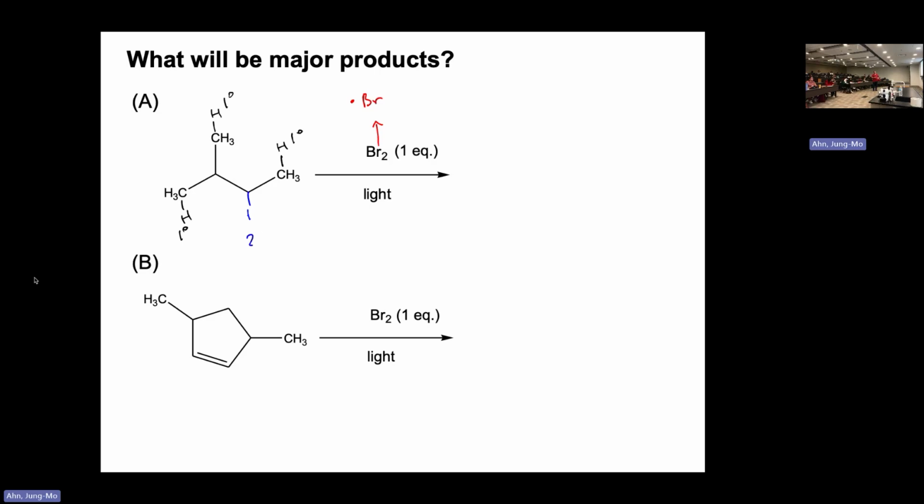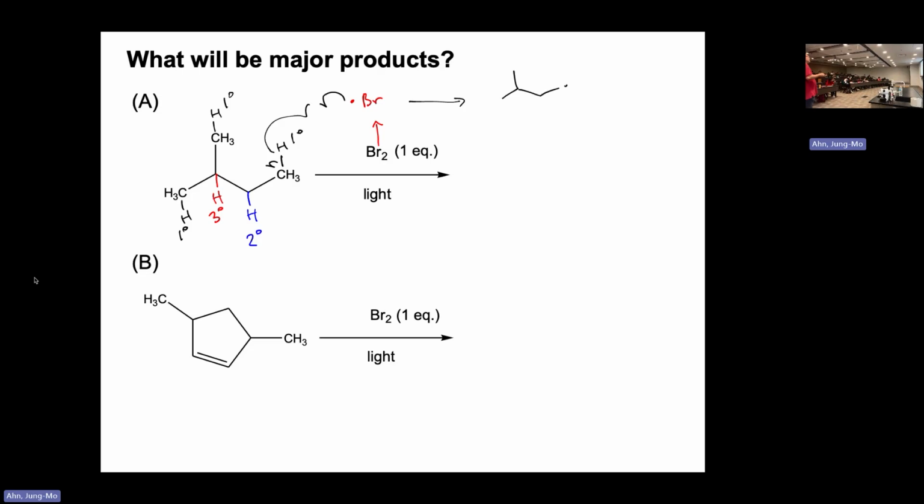There are also the secondary carbons here. This carbon has 2 carbon substituents. There are 2 hydrogens in the secondary positions, but this one has something called a tertiary carbon. This carbon has 1, 2, 3 carbon substituents. So we call this carbon a tertiary carbon. That's a tertiary hydrogen. Right? Bromine can take either. So let's go one by one.